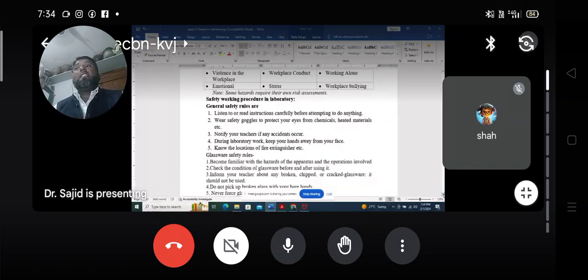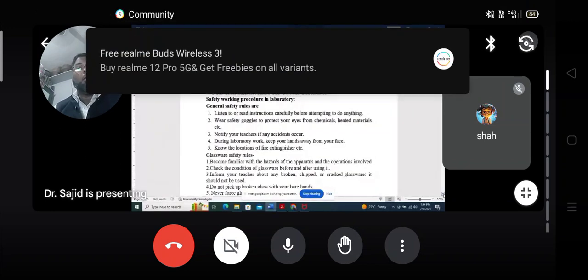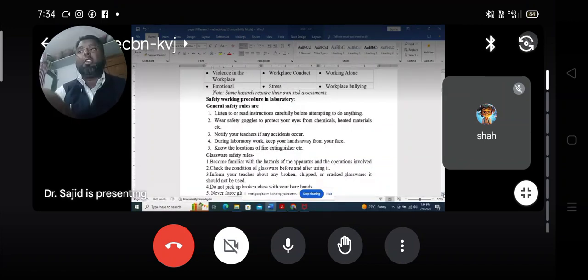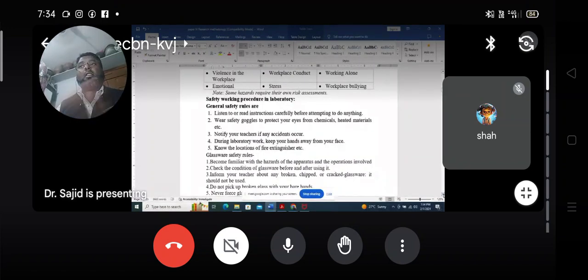Wear safety goggles to protect your eyes from chemicals, heated materials, etc. Notify your teachers if any accident occurs. If any accident occurs in the lab, you have to immediately inform your concerned authority, your supervisor. During laboratory work, keep your hands away from your face. Know the locations of the fire extinguisher, etc.